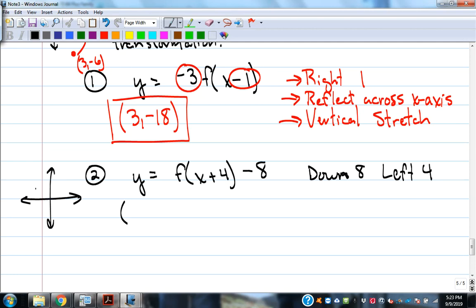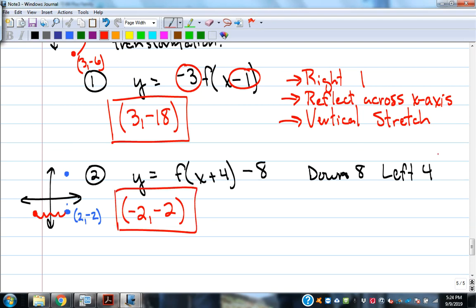I know 2, 6 is somewhere over here. If I go down 8, where would it be? Down 6 would put me right on the x-axis. You have to go down 8 though, so I'm going 2 more. That would put me down here at 2, -2. Left 4: 1, 2, 3, 4. What's that ordered pair going to be? -2, -2. Perfect. Good job.